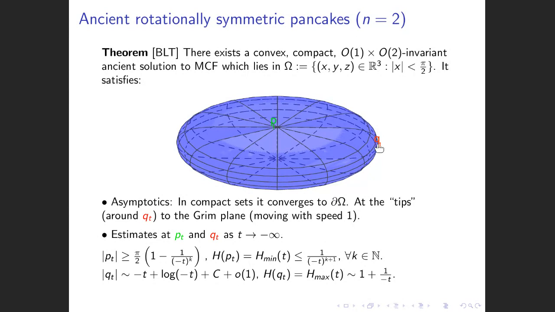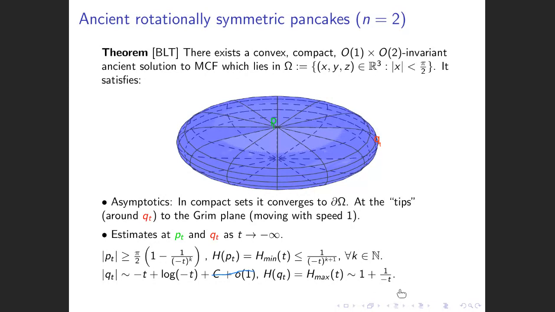Okay, for Q(t) here, this horizontal point moves like minus t plus log of minus t. So this is the horizontal displacement, and the mean curvature at this point is the maximum of the whole surface, and it goes like 1 plus 1 over t.